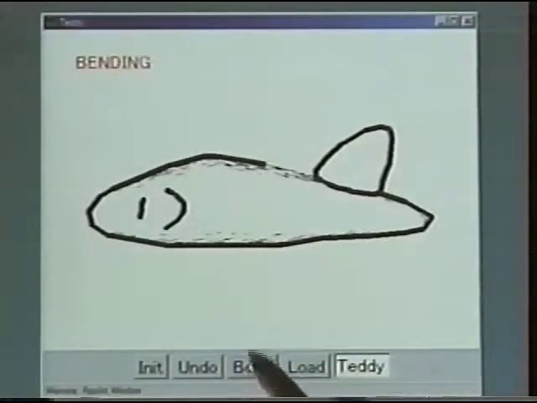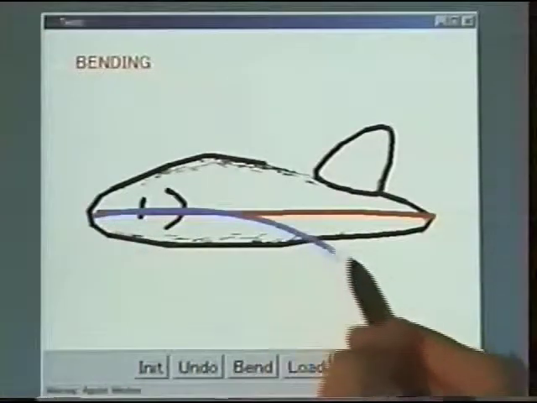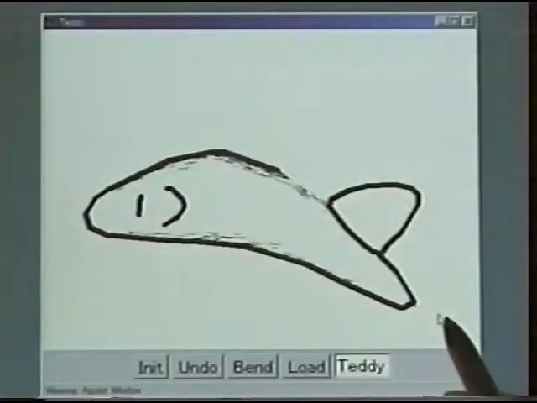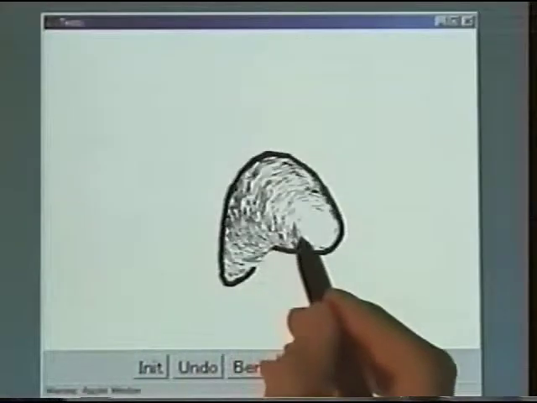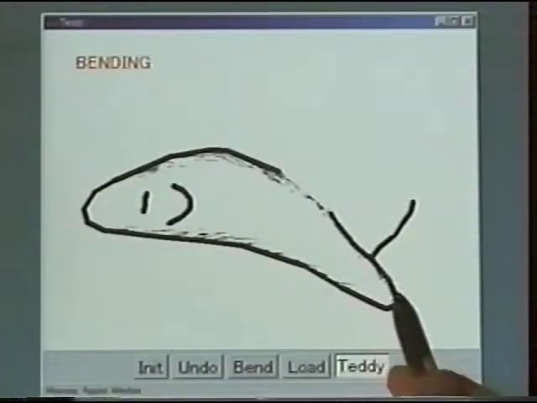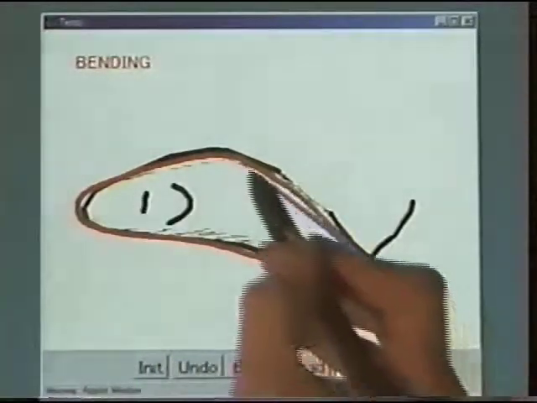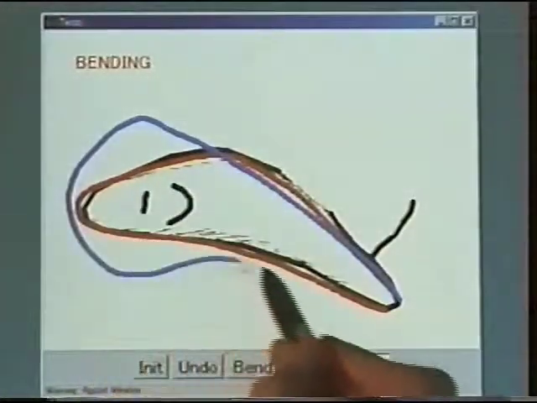When you want to bend a model, press the Bend button to start the bending operation, and draw a reference stroke and then a target stroke. The system modifies the shape of the model based on your strokes. You can use this to deform your model in many different ways.